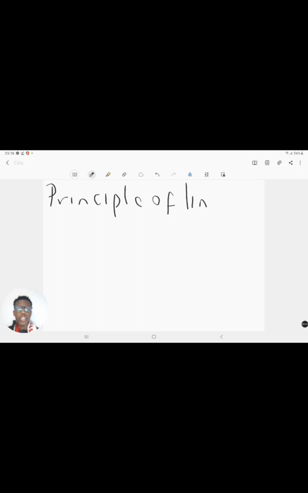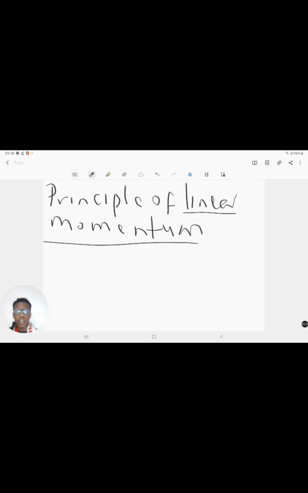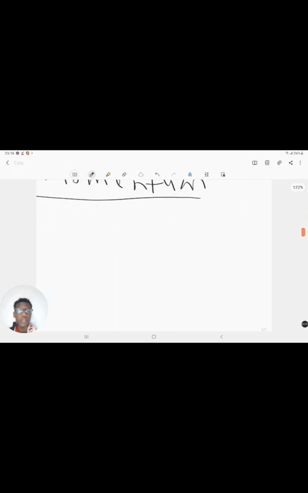There are keywords. Note that for these types of questions, the examiner marks by looking for the keywords. If you don't include these keywords in your answers, then you won't get your marks. So, the principle of linear momentum in words. As I'm writing this down, I will point out the keywords that you should not forget whenever you're stating this principle.